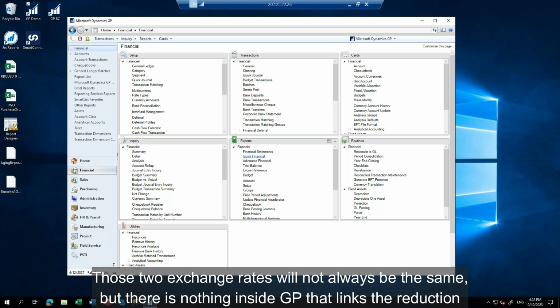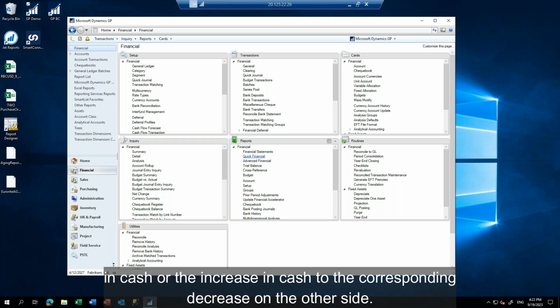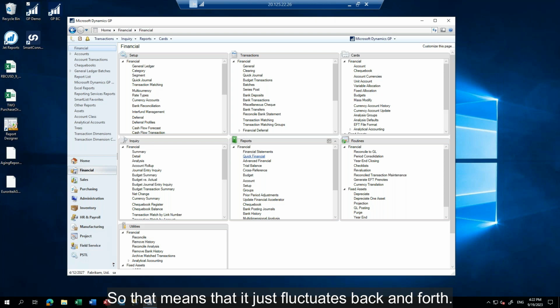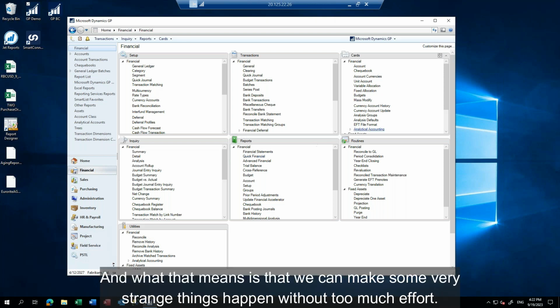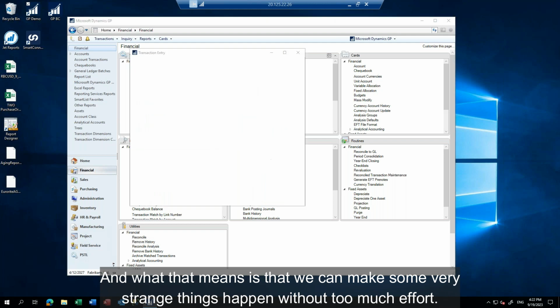But there is nothing inside GP that links the reduction in cash or the increase in cash to the corresponding decrease on the other side. So that means that it just fluctuates back and forth. And what that means is that we can make some very strange things happen without too much effort.